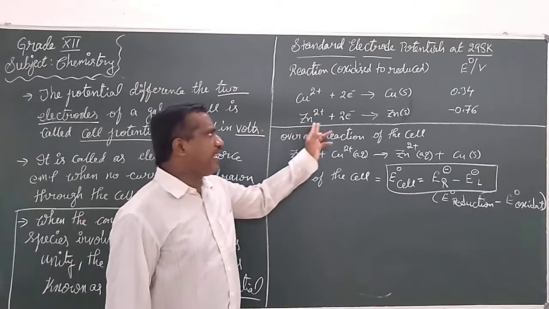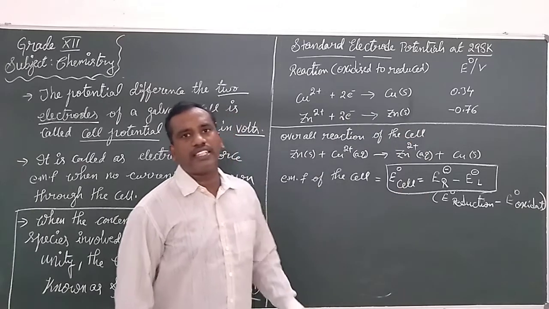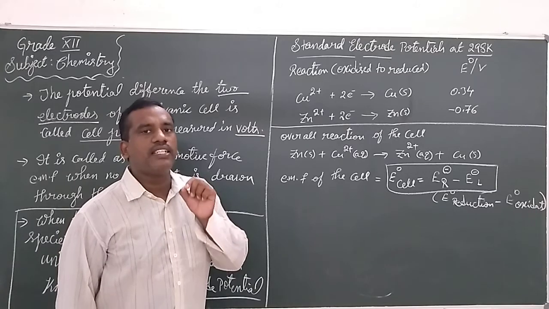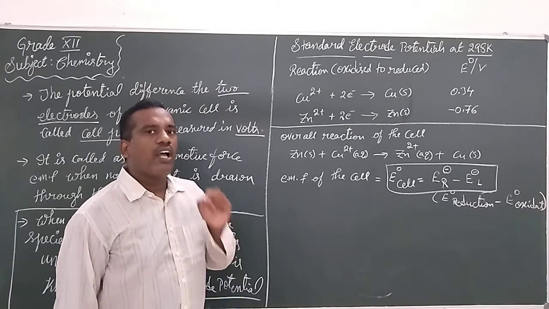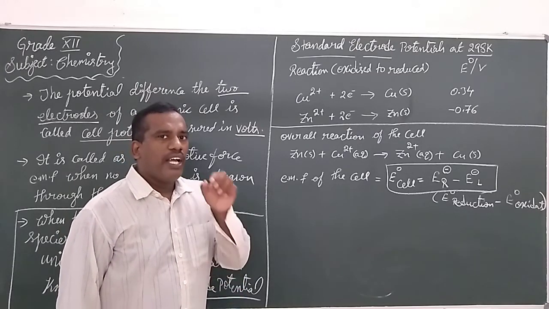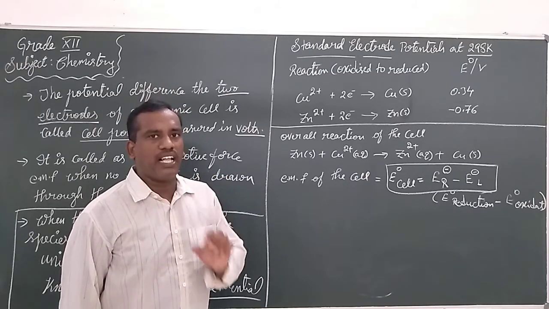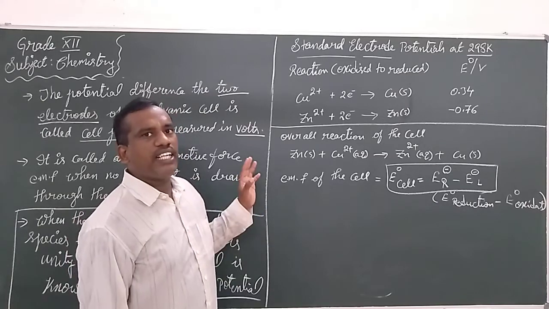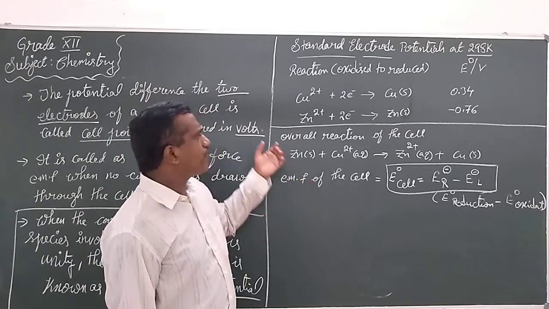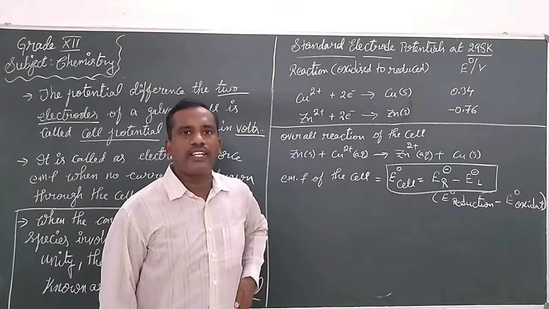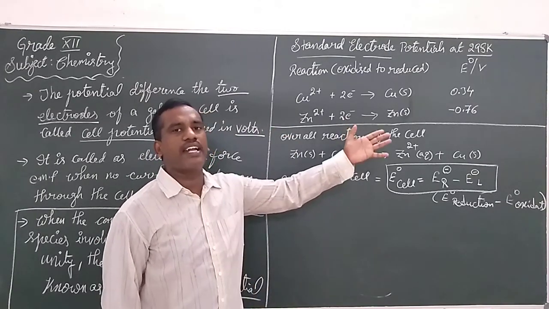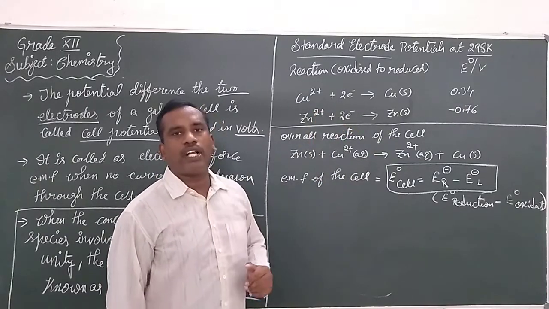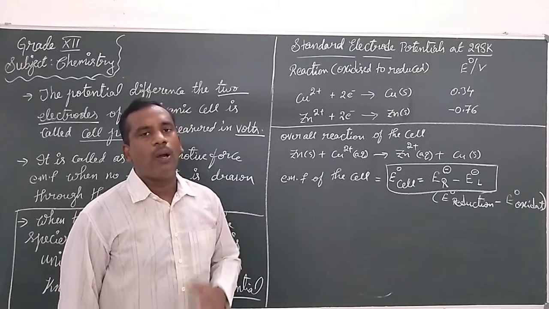0.34. Whereas zinc electrode potential is minus 0.76. What did we mention, children? The highly reactive metals will have a negative electrode potential. So which is the highly reactive metal here? Zinc is the highly reactive metal as it has a negative electrode potential. And copper, which has a positive electrode potential, is the least reactive metal.